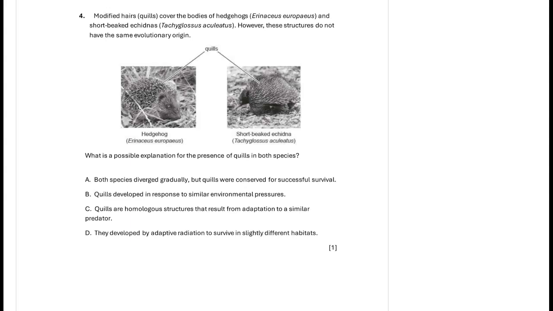So the both species diverged gradually, but quills were considered conserved for successful survival. That would require them to have a common ancestor, and up here it says they do not have the same evolutionary origin, so it can't be A. Quills developed in response to similar environmental pressures. Well, that does seem to be what we are looking for. So let's just check. Quills are homologous structures. Well, no, because homologous structures suggest common ancestry, so it can't be that. And they are developed by adaptive radiation. Well, again, adaptive radiation has a common ancestor, so it can't be that. So we're confident then that B is the right answer.